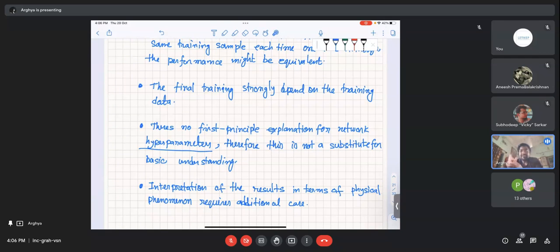I dumbed it down very much because I don't even understand how they did it fully. But this is the crux of the thing that people have used as well.